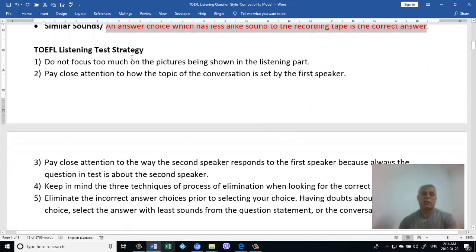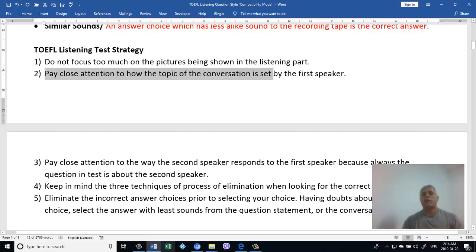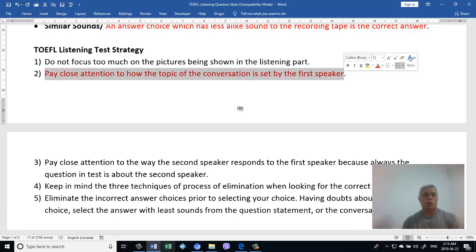TOEFL test strategy. Number one, do not focus too much on the pictures being shown in the listening part. Number two, pay close attention to how the topic of the conversation is set by the first speaker. This is important to know.